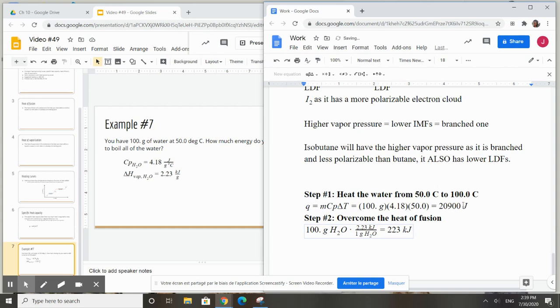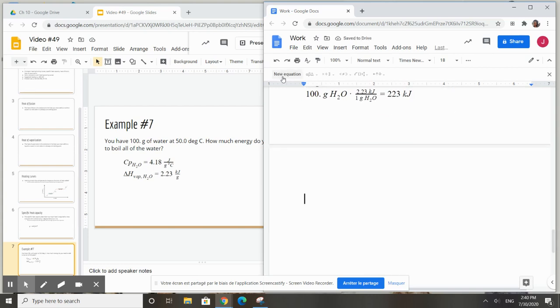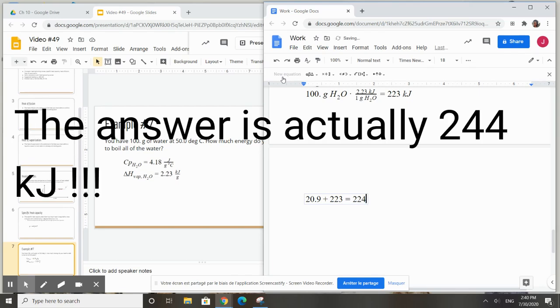And now I add them together. I'm going to need to convert one of them to the unit of the other, so I turned this into 20.9 kilojoules. And then I add together, making sure to round to the nearest one because of sig figs. So I got 224 kilojoules.